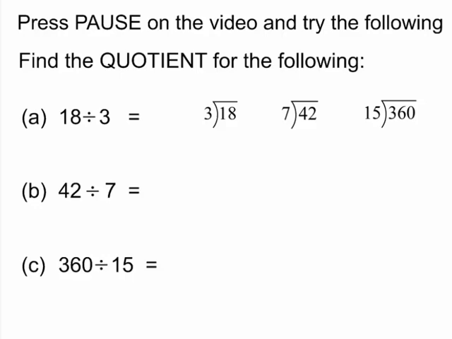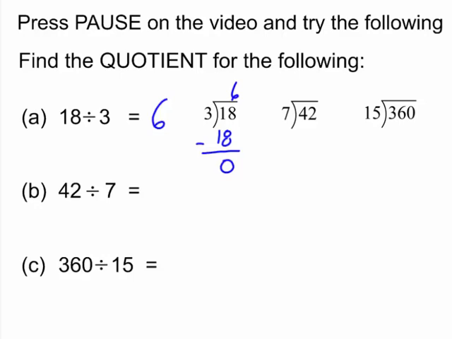18 divided by 3. So how many groups of 3 can I subtract from 18? Well, I might be pretty comfortable with that one because we've been pushing some of these tougher problems. And I might see right away that that is 6 groups of 3 can be subtracted, and I get my answer. So 18 divided by 3 is 6.